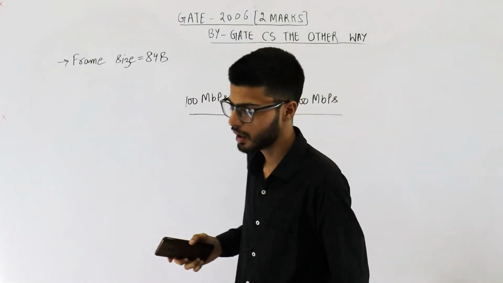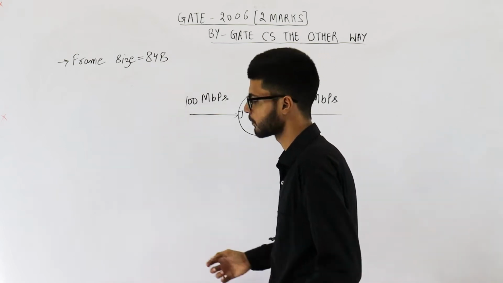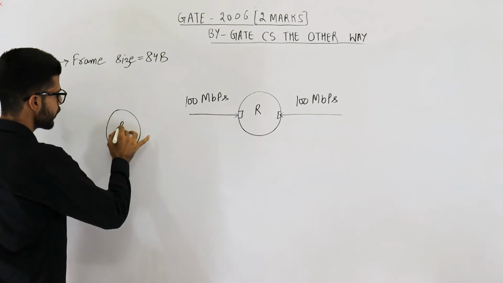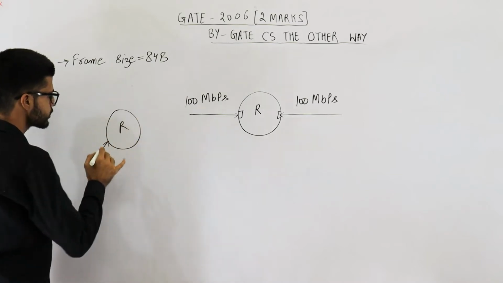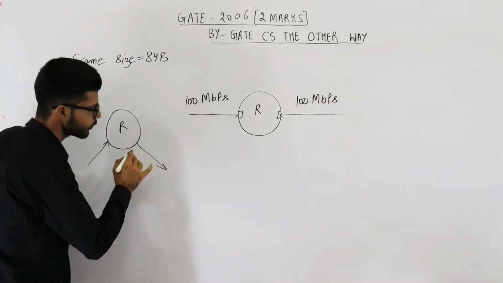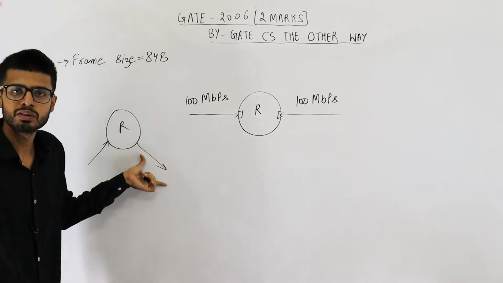Okay, so they're talking about something called wire speed forwarding. Let me first explain this. Suppose you have a router, wire speed forwarding means the rate at which packets are incoming must be equal to the rate at which packets are outgoing. So this bandwidth must be equal to this bandwidth.